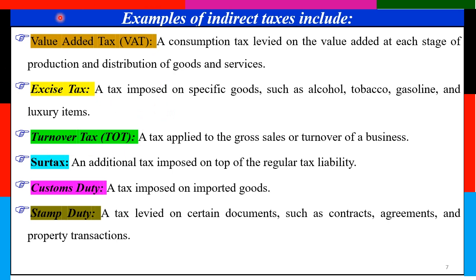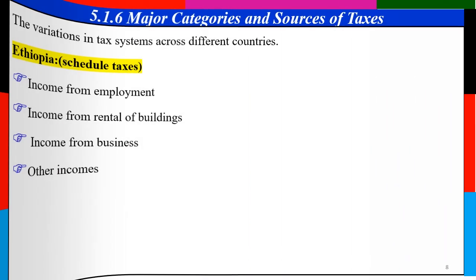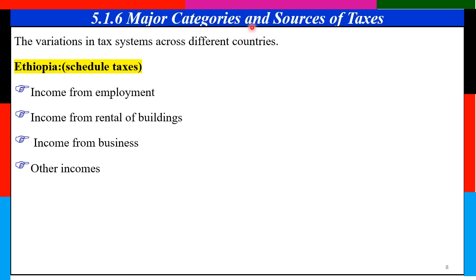Overall, those are an example of what? Indirect taxes. Major categories and source of taxes. The variation in tax system across different countries. In different countries, there are different types of the tax. It is not uniform. From country to country, the type and the source of the tax is what? It is different.